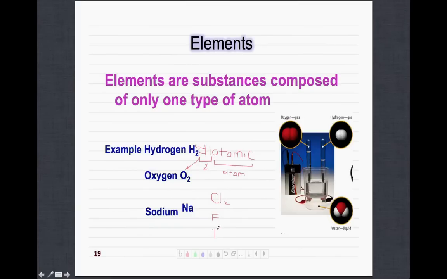Okay? Makes sense? Yeah. That's right. And 2 is the diatomic.